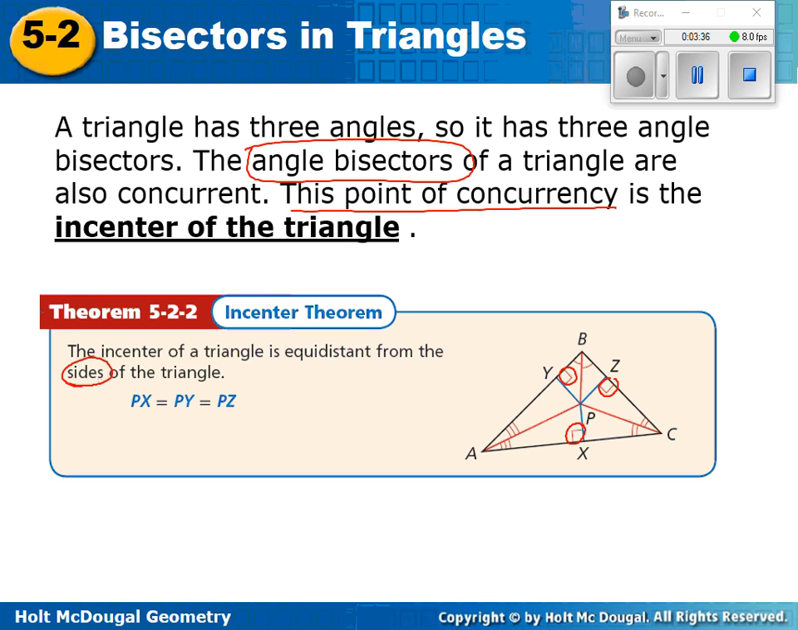Okay, so here's what I do to keep it straight in my mind. If I go through the sides to make the point of concurrency, it's equidistant to the other location, the angles. If I go through the angles to make the point of concurrency, it is equidistant to the other location, the sides. Does that make sense? Okay.